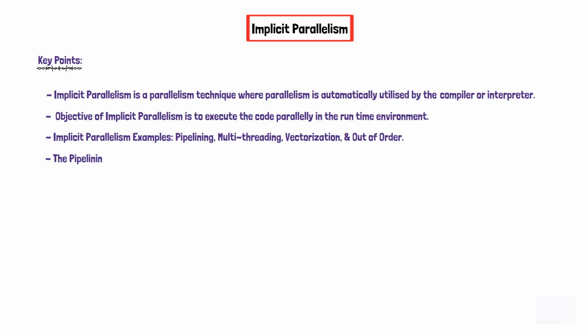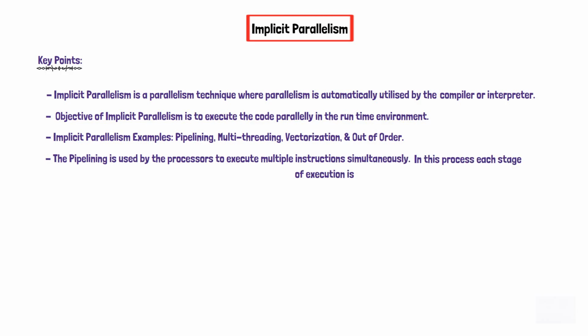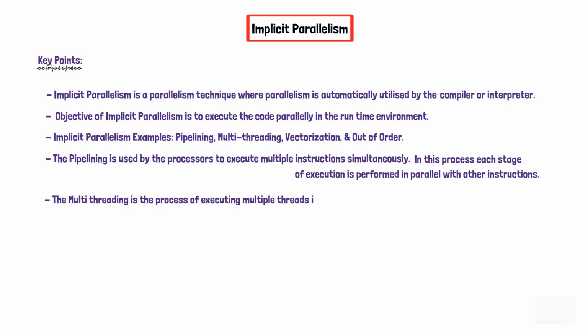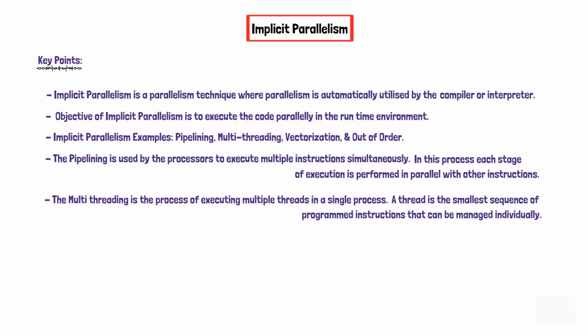Pipelining is used by processors to execute multiple instructions simultaneously. In this process, each stage of execution is performed in parallel with other instructions. Multithreading is the process of executing multiple threads in a single process. A thread is the smallest sequence of programmed instructions that can be managed individually.